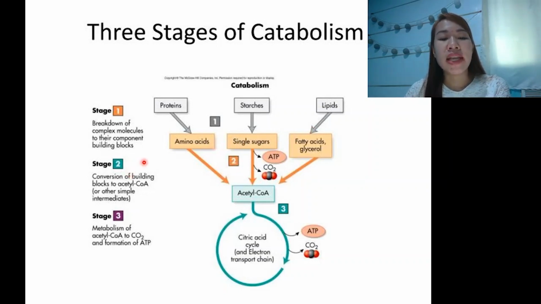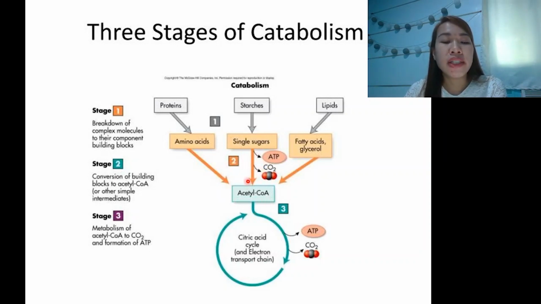Now, what's the next stage? The next stage would entail the conversion of these building blocks to acetyl-CoA or other simple intermediates. So we have here amino acids will be converted into acetyl-CoA, even your single sugars, and fatty acids or glycerol. But in the process of converting single sugars to acetyl-CoA, it will already produce an adenosine triphosphate and release carbon dioxide. So meron na kaagad na produce ng energy from starch.